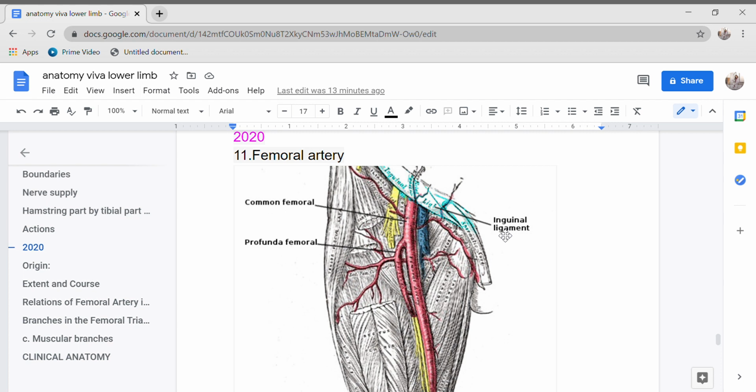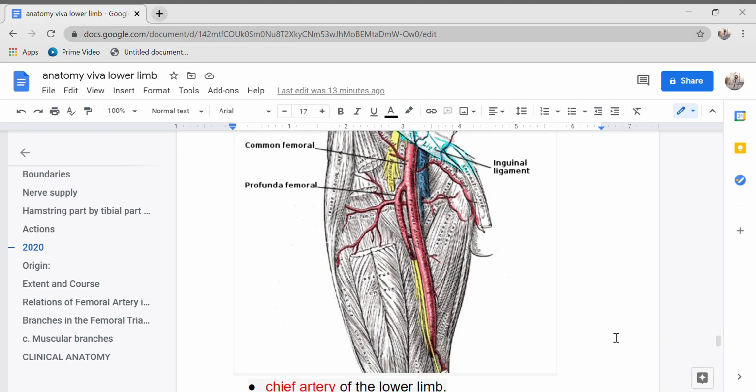So we are going to see about the femoral artery. It is an important chief artery of the lower limb. Let us see that in detail. Under this femoral artery, we are going to see several subtopics like origin, course, relations, branches, and the clinical anatomy.